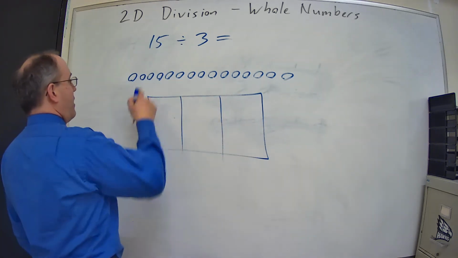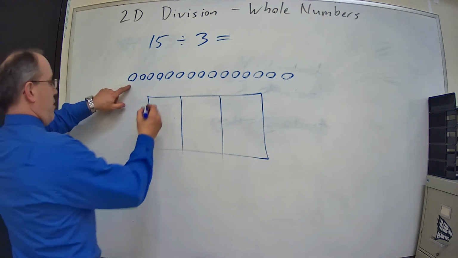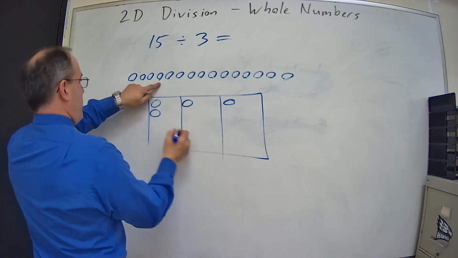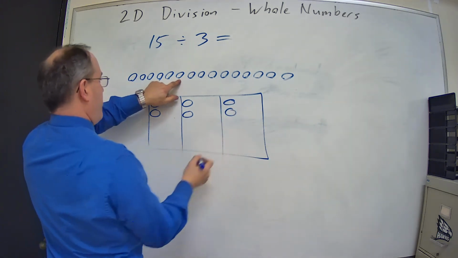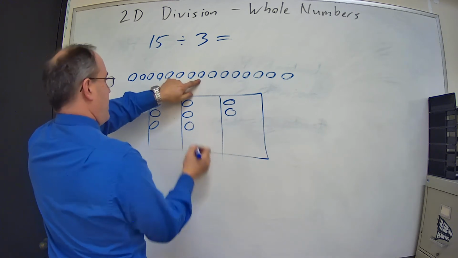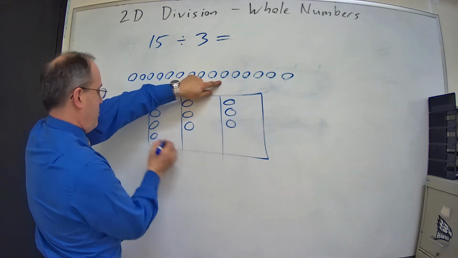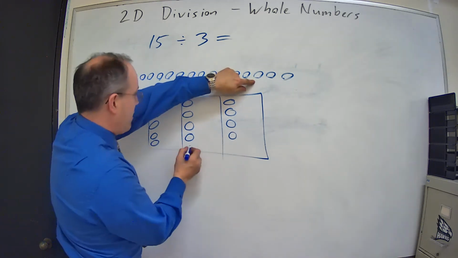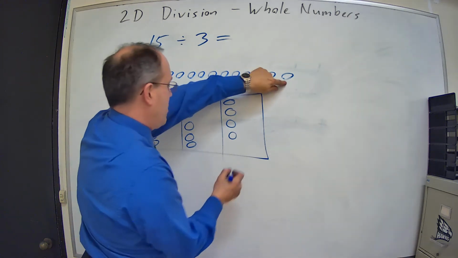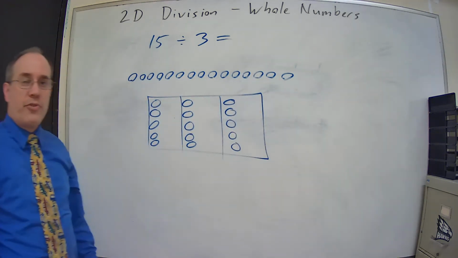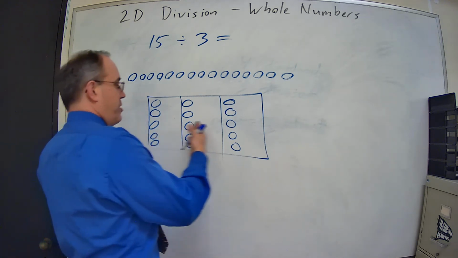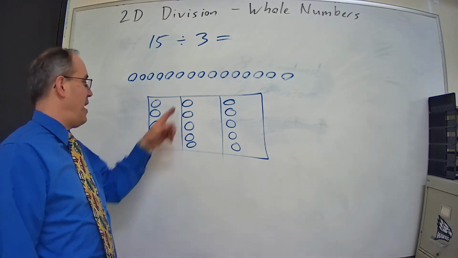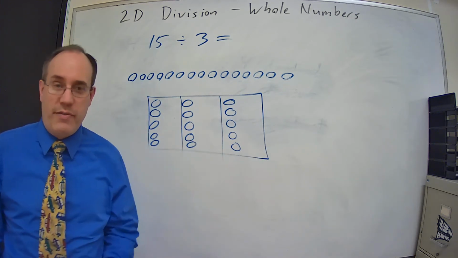First one goes here, next one goes here, next one goes here. First spot, second spot, third spot. And I've gone through those 15 and I split them into 3 groups of 5. There's 1, 2, 3, 4, 5, 1, 2, 3, 4, 5, 1, 2, 3, 4, 5.